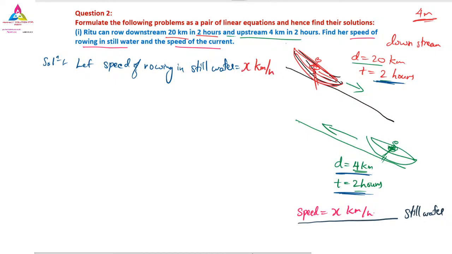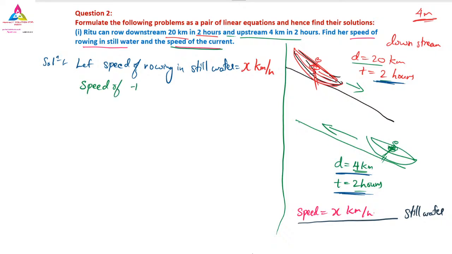Next, we have to find one more thing, the speed of the current. What is the current here? It is not the electric current. The current refers here to the speed of the water flowing downward. The water flowing downward has a speed, that we will call the current. That we have taken as y. Let us take it as y.